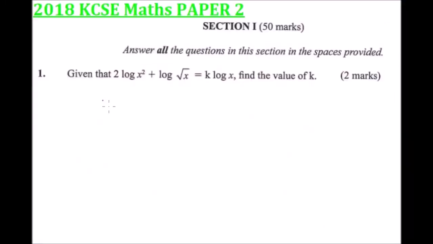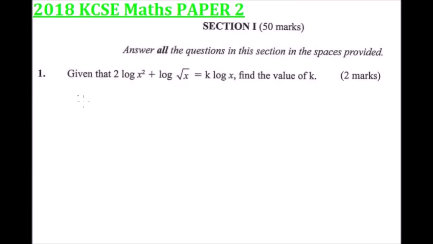Okay, this is 2018 KCSE Maths Paper 2, question number 1, in Section A, where you are supposed to answer all the questions in the space provided. So question number 1 was: given that 2 log x squared plus log square root of x is equal to k log x, find the value of k. In this question, we are going to apply the rules of logarithm.